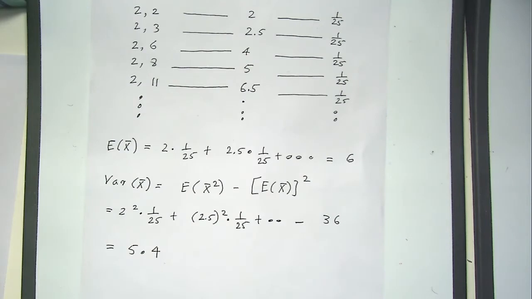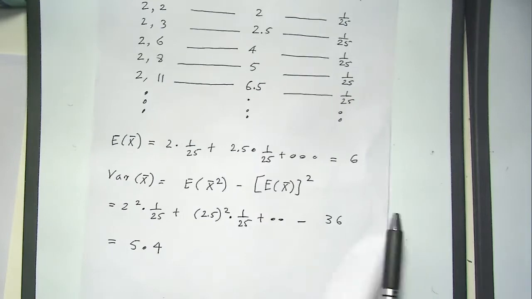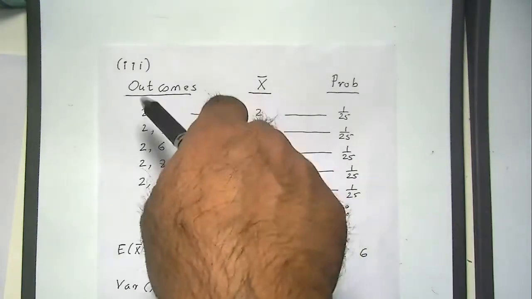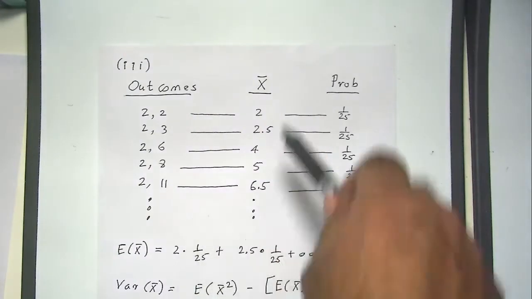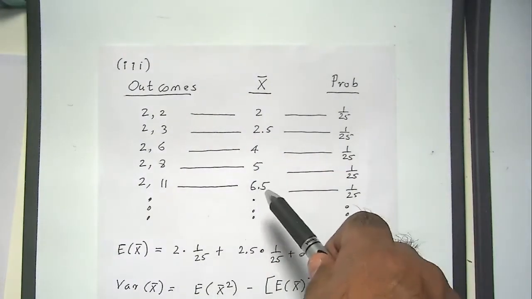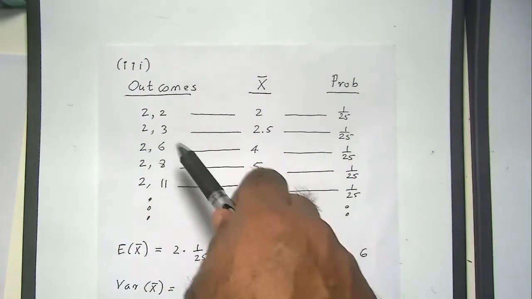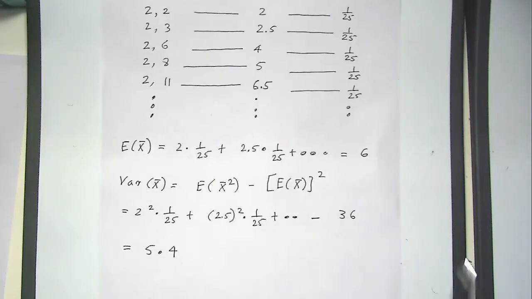So it's not difficult, is it, guys? The only difficult part is to draw this table. So you should have 3 columns. The first lists all possible outcomes. The second lists the values for x bar for each outcome. The third are the probabilities, right? Any questions, guys?